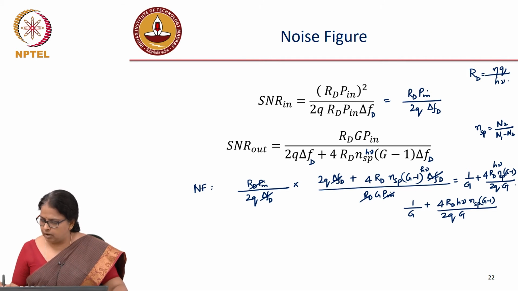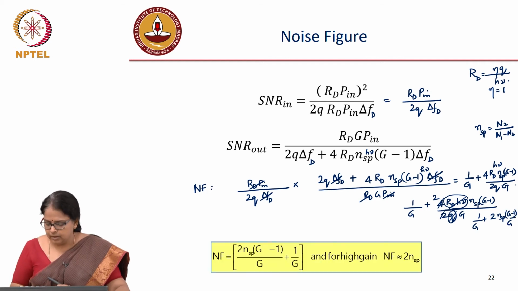So, of which if I take quantum efficiency as equal to 1, then R_D times h nu divided by q is 1, because if I take quantum efficiency as 1, then I can write this R_D times h nu as equal to q, and this 4 and 2 cancels. So what I will have is just 1 by G plus 2 N_SP (G minus 1) divided by G, that is, 2 N_SP (G minus 1) divided by G plus 1 by G.